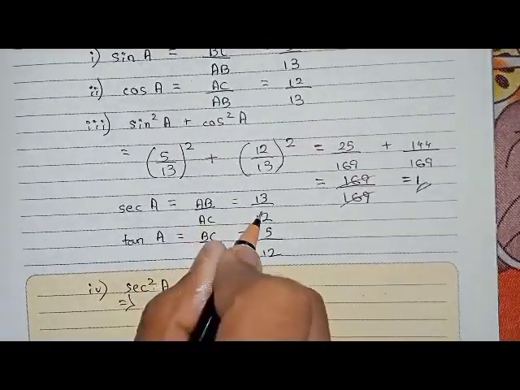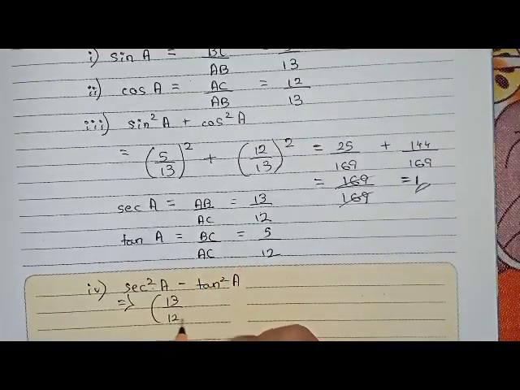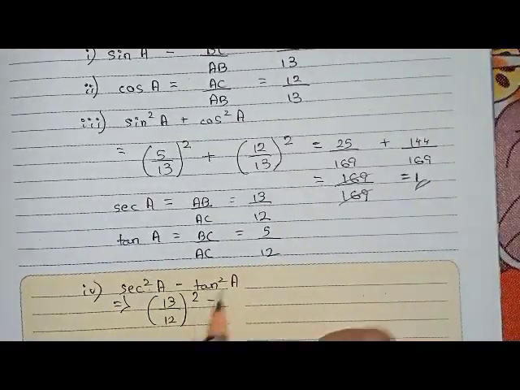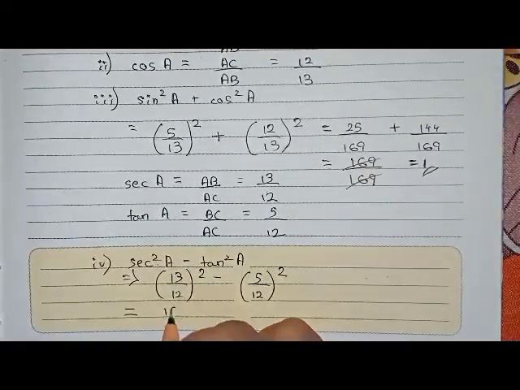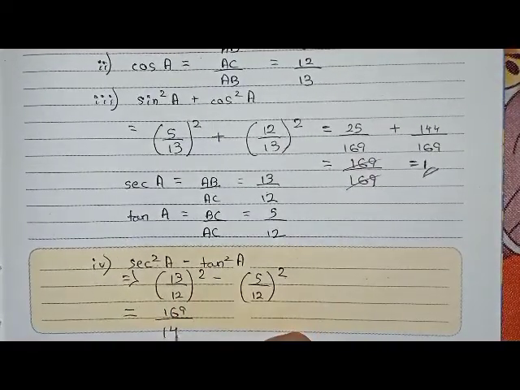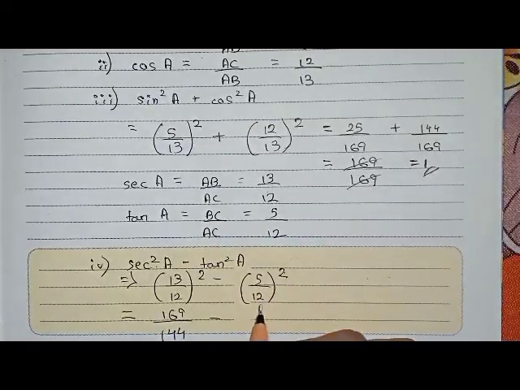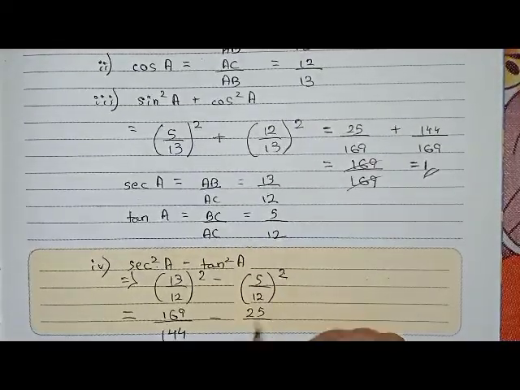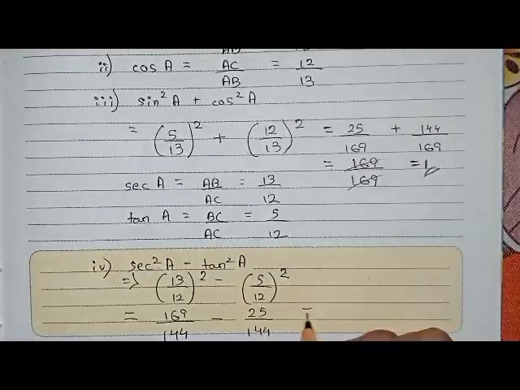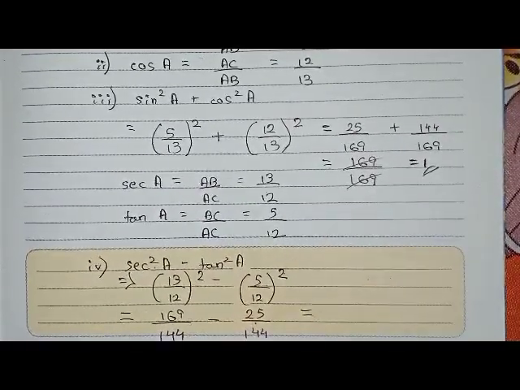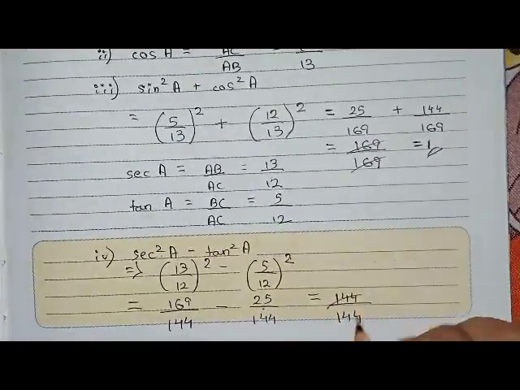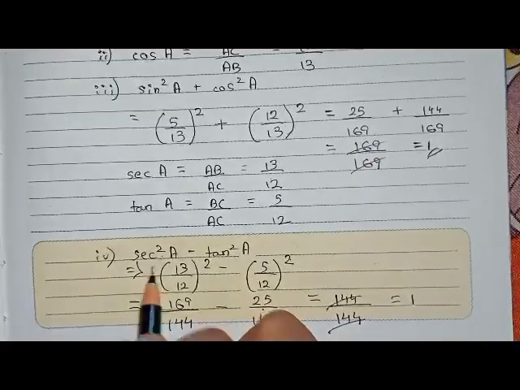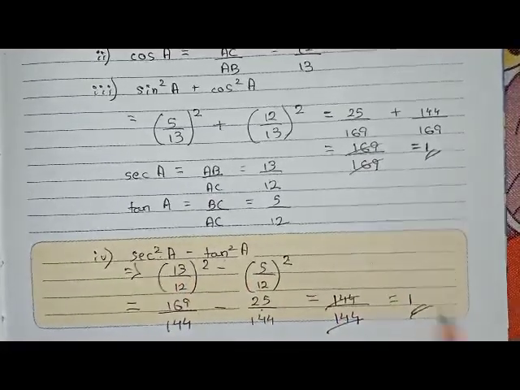So sec value is 13 by 12 to the power 2 minus tan, that is 5 by 12 to the power 2. So 13 to the power 2 is 169, 12 to the power 2 is 144, minus 5 to the power 2 is 25, 12 to the power 2 is 144. So 169 minus 25 is also 144. So 144 by 144, which again will cancel. So the value of sec squared A minus tan squared A will be equal to 1.